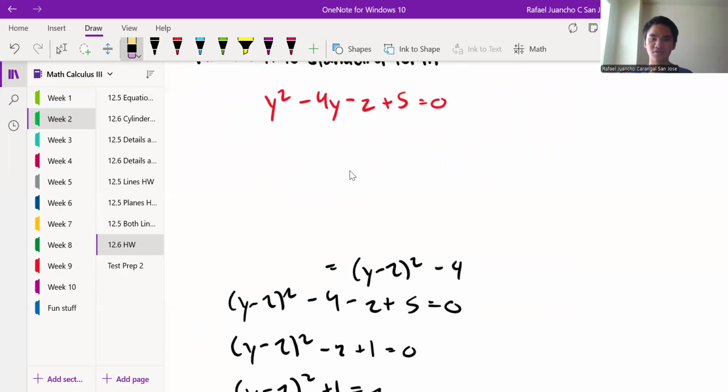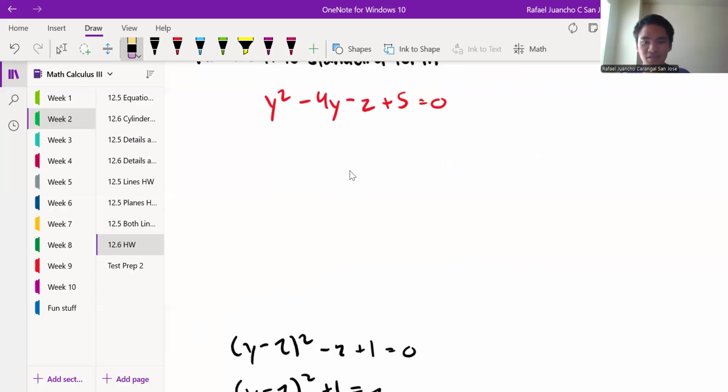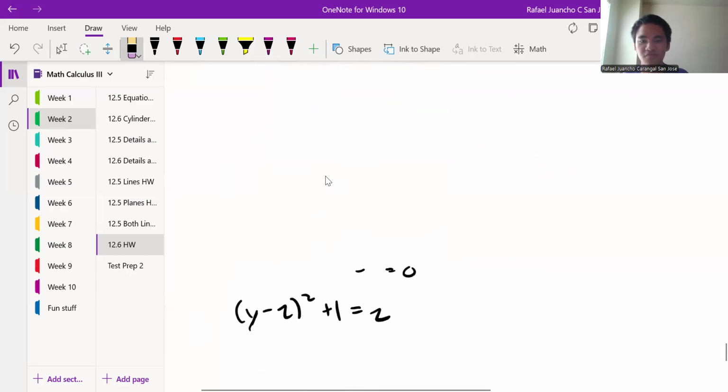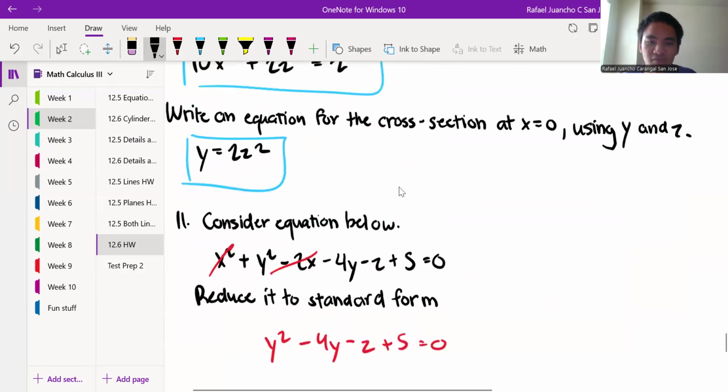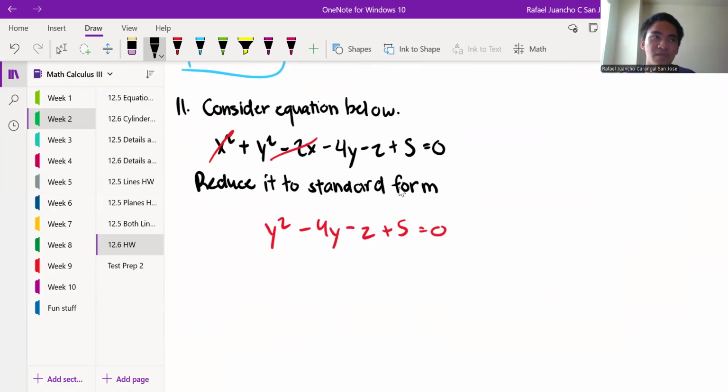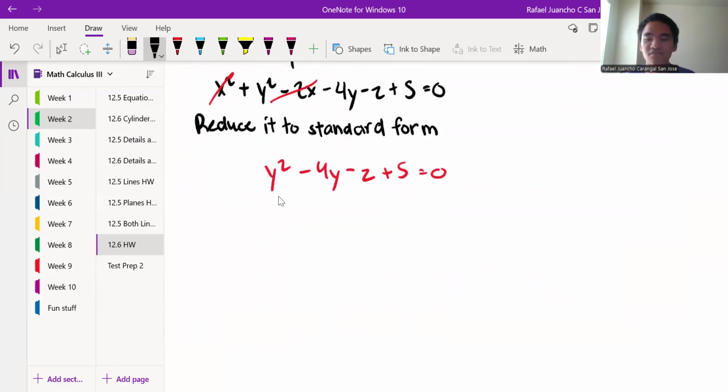How do I know it's a quadratic? Well, z is not squared. I can only pick from three things. It's either a parabola, which in this case it is, an ellipse, or a hyperbola. Ellipse and hyperbola basically have two different variables that are second degree. In this one, only one of the variables is second degree, so this is definitely a parabola. It's this one: y squared minus 4y plus 5 equals z. That's it.